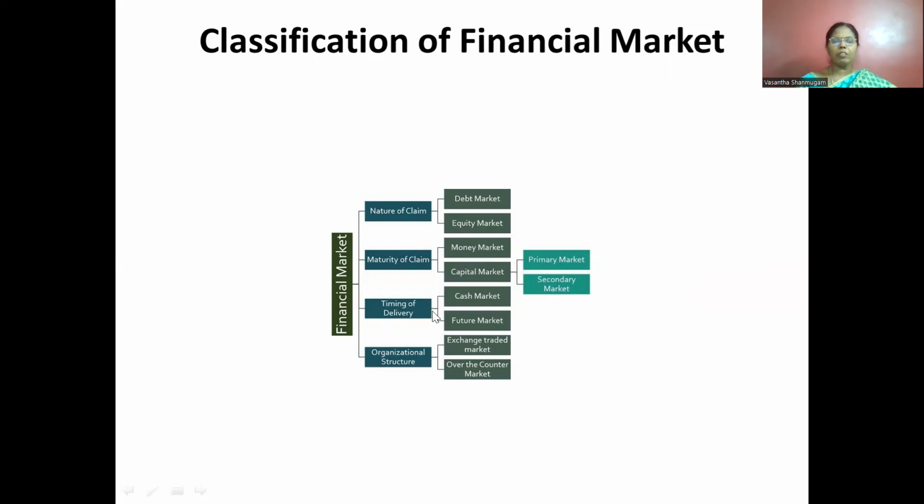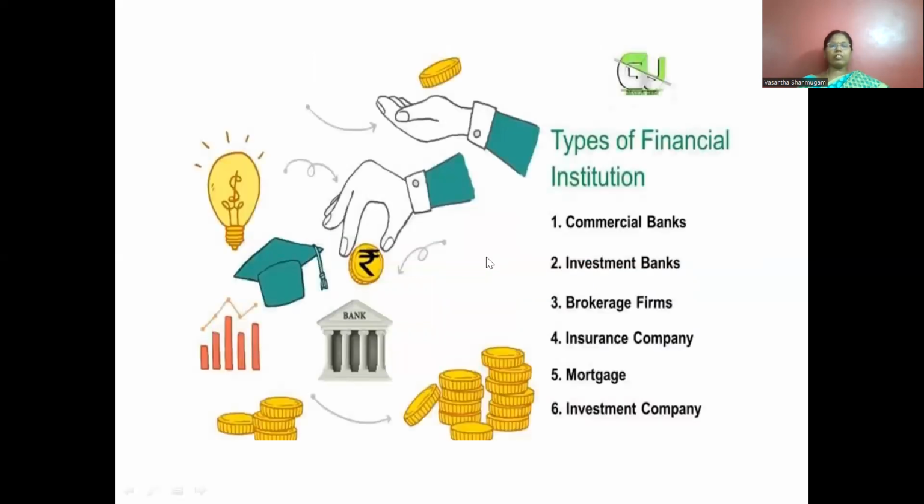Next, the timing of delivery. Timing of delivery comes under the cash market and the futures market. The futures market, you can also say, is the commodity market, derivatives, everything we can discuss here. Then, based on organizational structure, there is the exchange traded market and the over the counter market. These are the main classifications of financial markets.